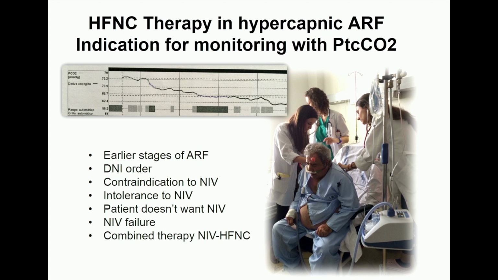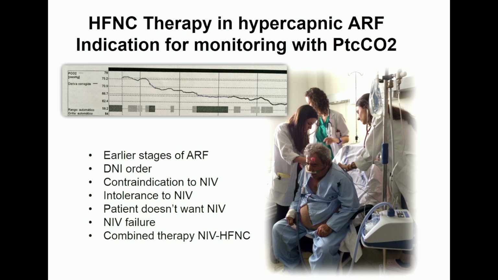We can use transcutaneous CO2 monitoring in patients in the earliest stage of acute respiratory failure, in patients we do not intubate, or in patients when we are looking for more comfort of the patient rather than a stricter control of the PCO2. And there is a very important field: the patient who should be treated with non-invasive ventilation but we cannot do it because there is a contraindication to non-invasive ventilation, for example, a vomiting patient, or a patient that does not tolerate non-invasive ventilation, or simply the patient doesn't want to receive non-invasive ventilation, probably because the patient had a prior bad experience with the ventilation.